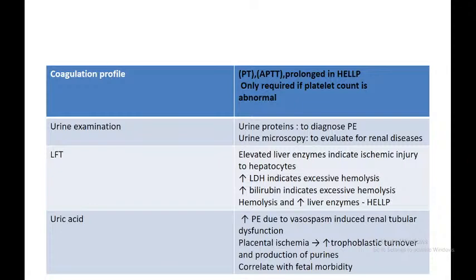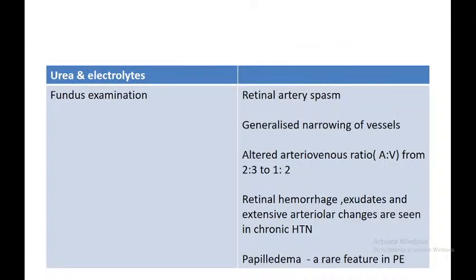And when it comes to the kidney function tests, uric acid is increased because of the vasospasm induced renal tubular dysfunction, and also because of the placental ischemia that we see in this condition. In placental ischemia, there is increased trophoblastic turnover and production of purines, and that's the reason why we see increased uric acid in this condition. Usually it is said that the levels of uric acid correlate with fetal morbidity. So one of the investigations that we do is estimating levels of uric acid, and of course urea and electrolytes should also be done.